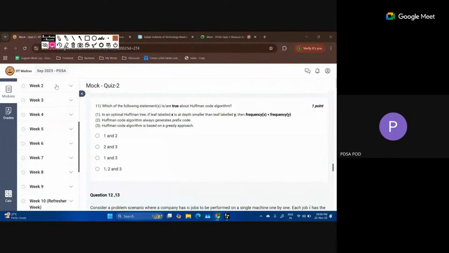No. Wait, you are getting a little bit confused. See, depth of x is smaller than depth of y. What does it mean? That means that the number of edges from root to x is less than the number of edges from root to y. That is the meaning of this particular statement. So it means that x is somewhere up and y is somewhere down in the tree.